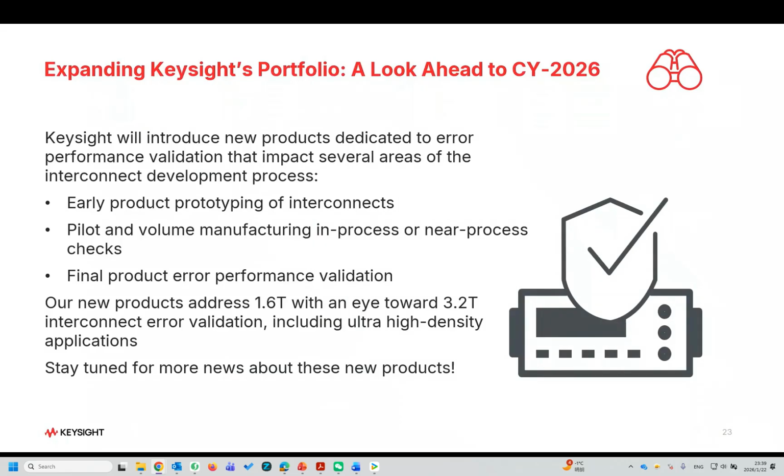And then these new products initially will address 1.6 terabit, 212G electrical lanes, and they have an eye towards 3.2 terabit and 448 as well. And we also have systems that include ultra high density applications for those AI network racks that we talked a little bit about in the technology area. We have solutions to address those as well, so talk to us about that. And I would like you to stay tuned for more news about these new products.